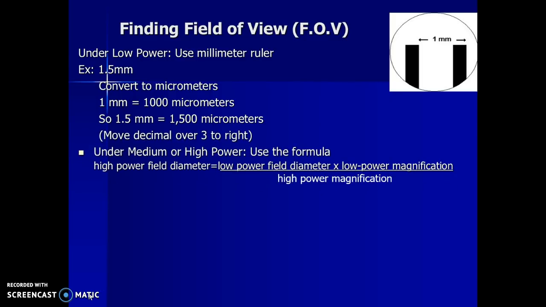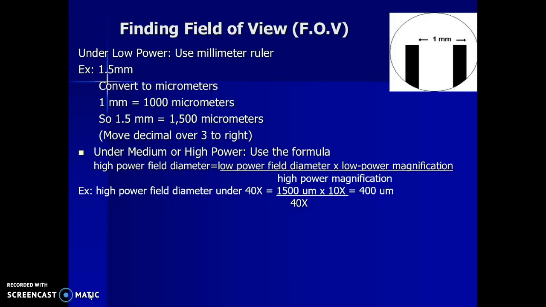Now this is the formula you can use to calculate the size of any object that you're viewing under your microscope. High power field diameter equals low power field diameter times low power magnification divided by high power magnification.